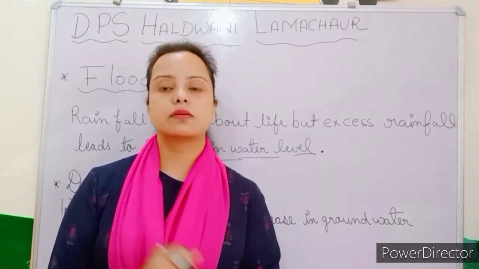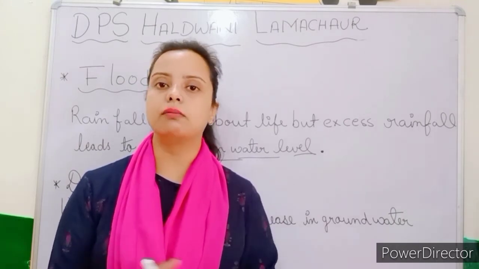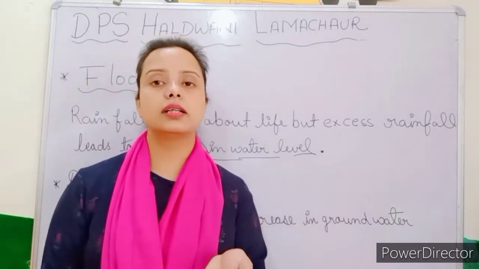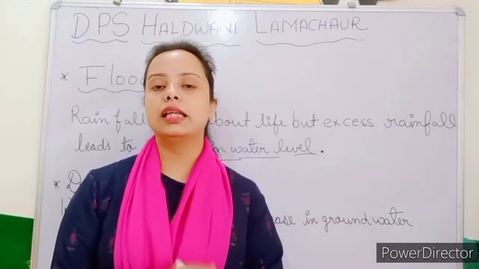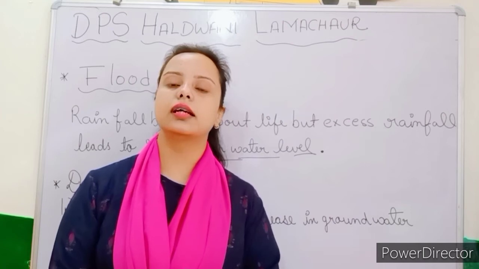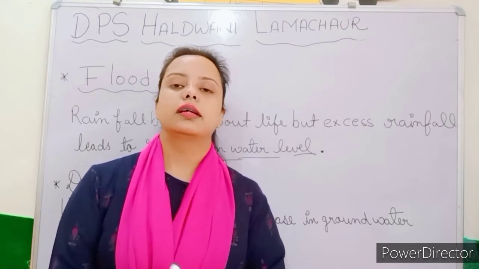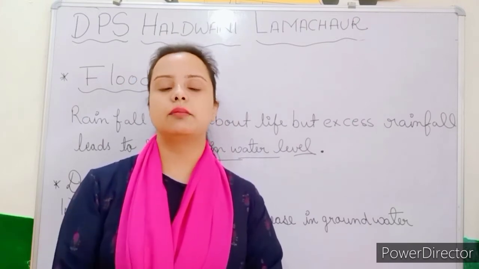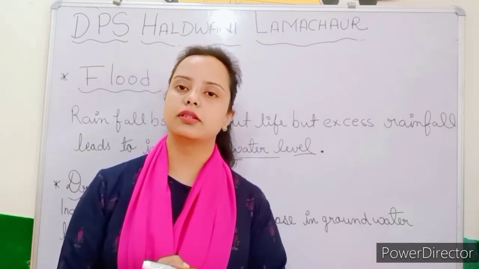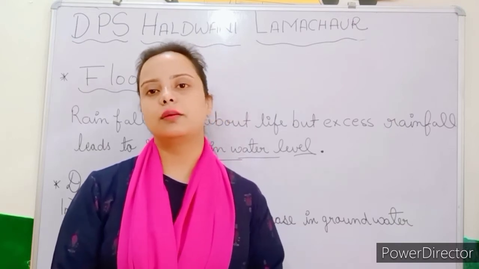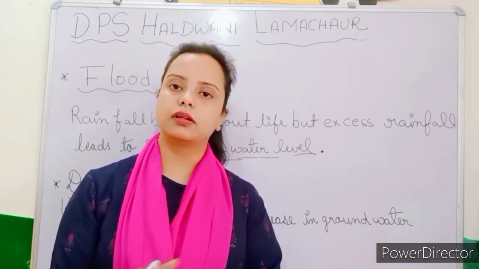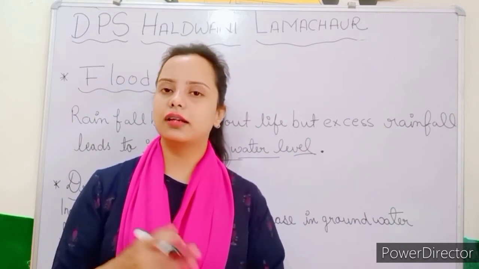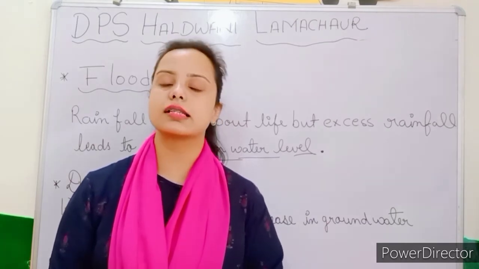Okay, and that is also a very problematic situation for the farmers, and in the case of drought also, enough water is not there, and they cannot give water to the crops, and as a result the crops get damaged. So both conditions are very problematic for human life. Now there are some more topics, let's discuss them.